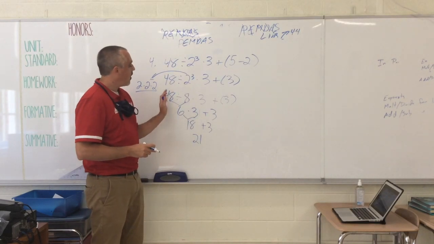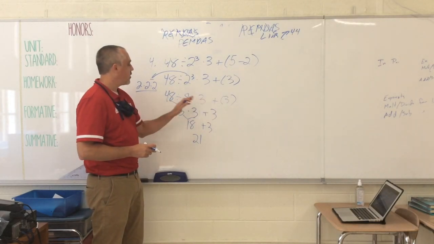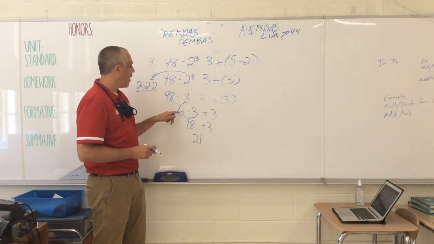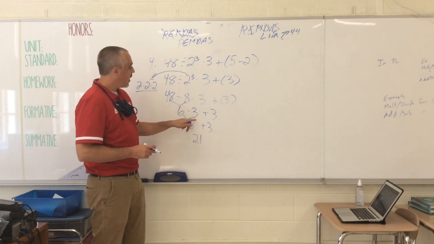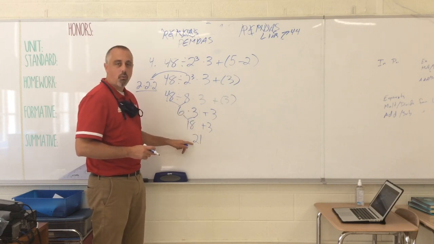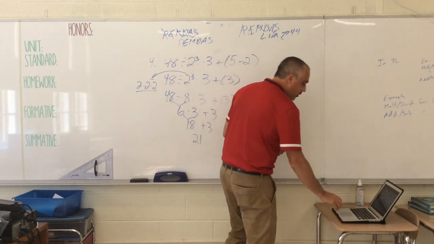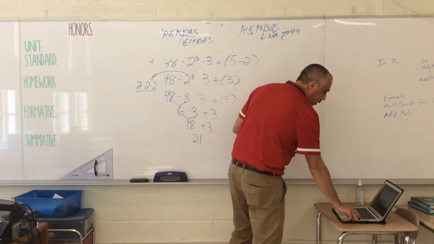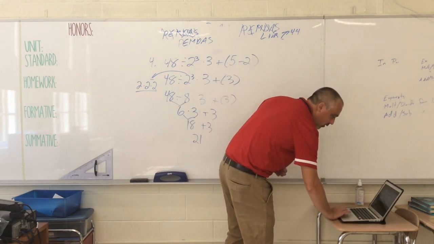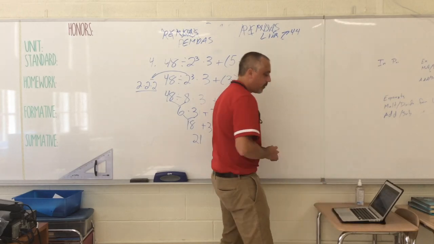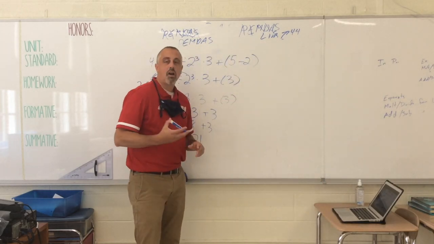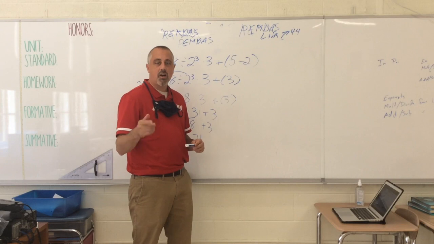Then you have a multiplication, a division, addition. So I go left to right and do 48 divided by 8 to get 6, times 3 is 18, plus 3 is 21. We're almost done, just a couple more. So I'm going to say that if you guys want, you can try number 5. So pause your video now and try number 5.